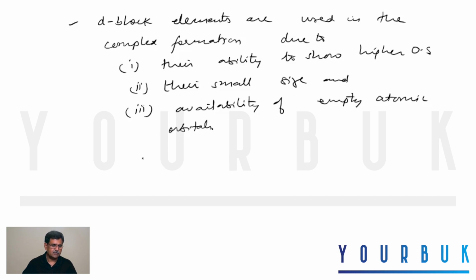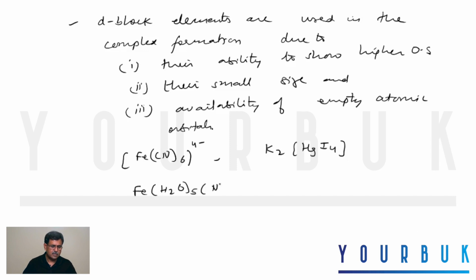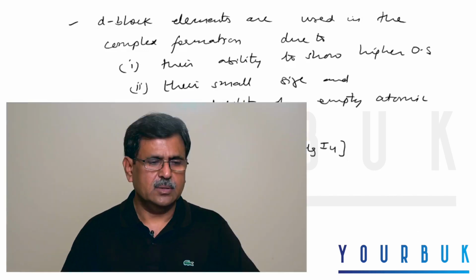Examples are like we have [Fe(CN)6]4-. We have Nessler's reagent, it's a complex of mercury. We have a brown ring complex, which is a complex of iron. So these are some examples of the complexes formed by the d block elements. So these are some properties of the d block elements.